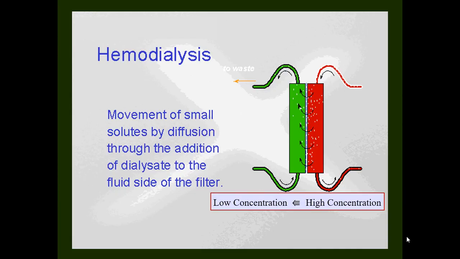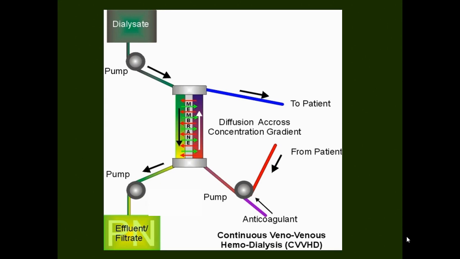So this is movement of small solutes by diffusion through the addition of dialysate to the fluid side of the filter, and they move from their higher concentration to the lower concentration, and the directions of the blood and dialysate are opposite to each other. So a line diagram again of the CVVHD, continuous veno-venous hemodialysis. So everything is the same, but there is no replacement fluid. Direction is opposite, and you have the effluent bag here, and you are putting dialysate from the opposite end.